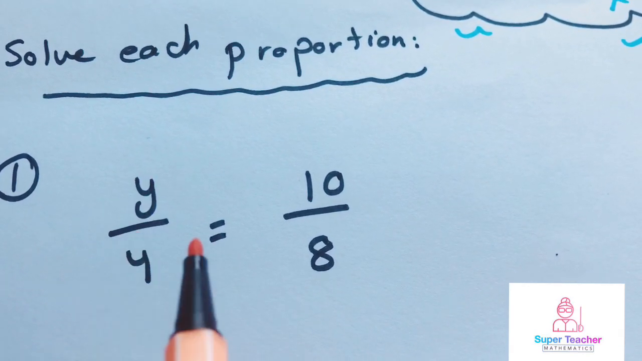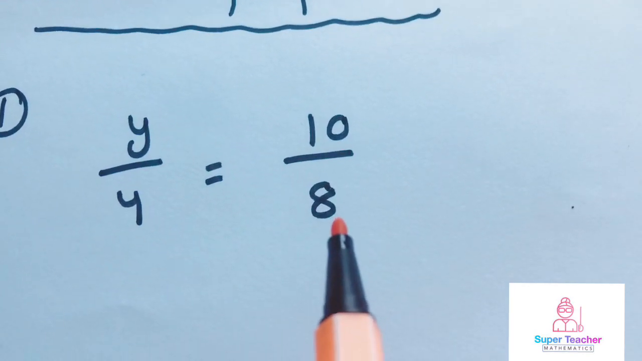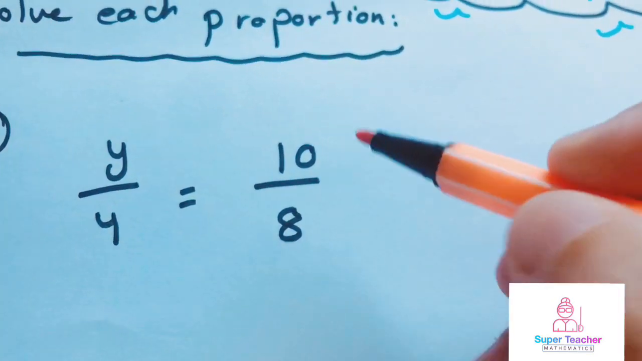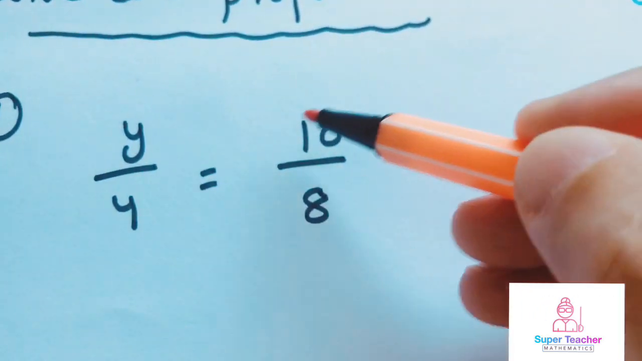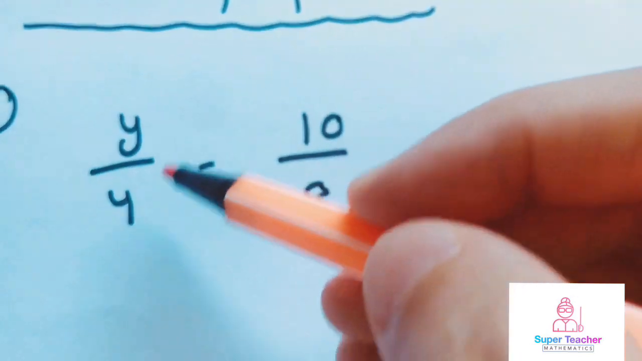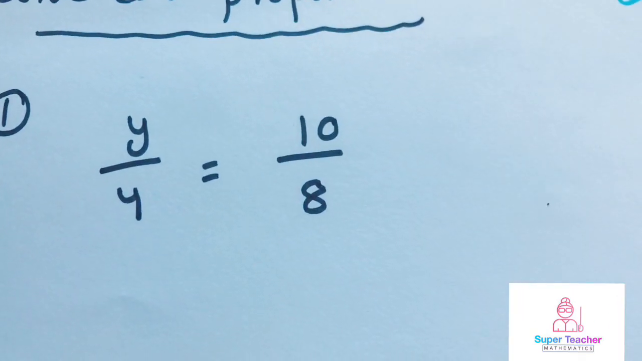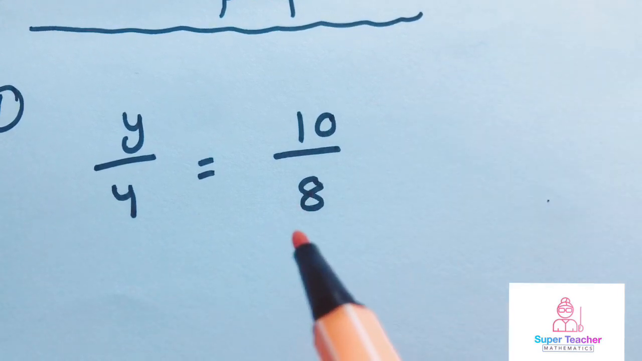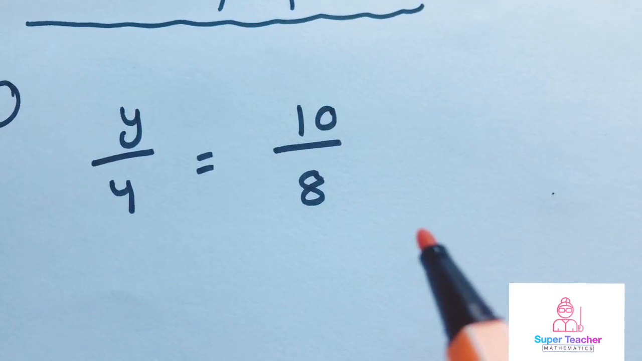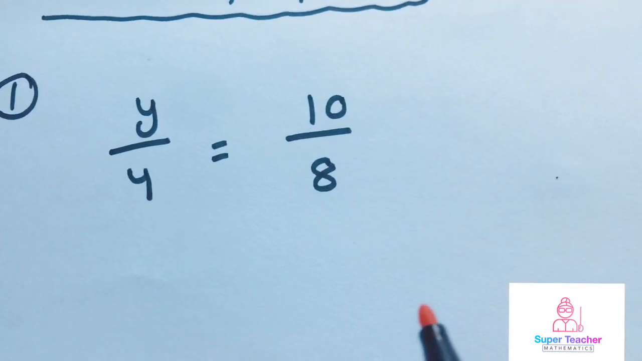Question 1: y over 4 equals 10 over 8. This part only we call a ratio, and this part only we call a ratio. Together we call it a proportion. Now, since they are equal, I can solve for y. How am I going to solve for y?